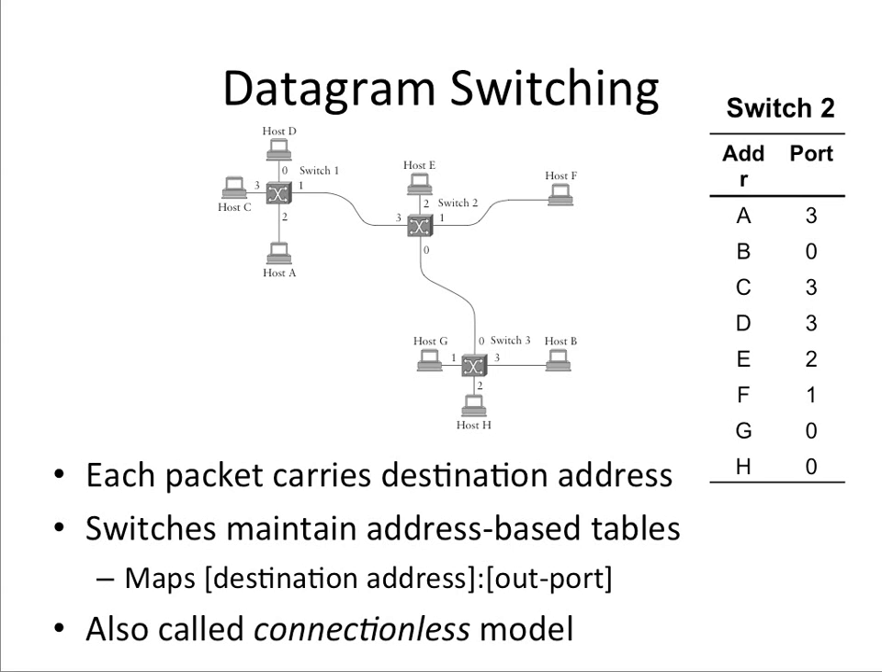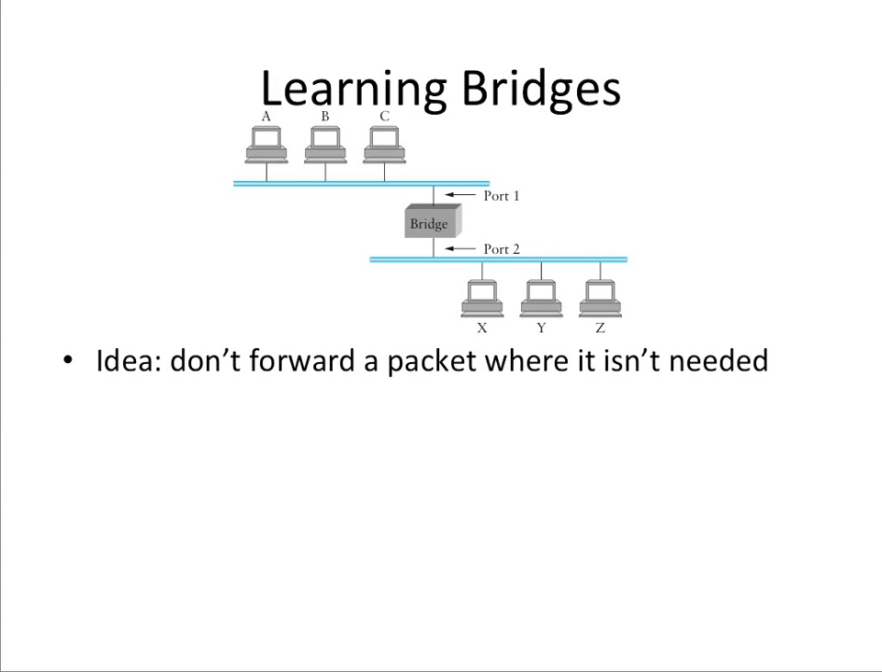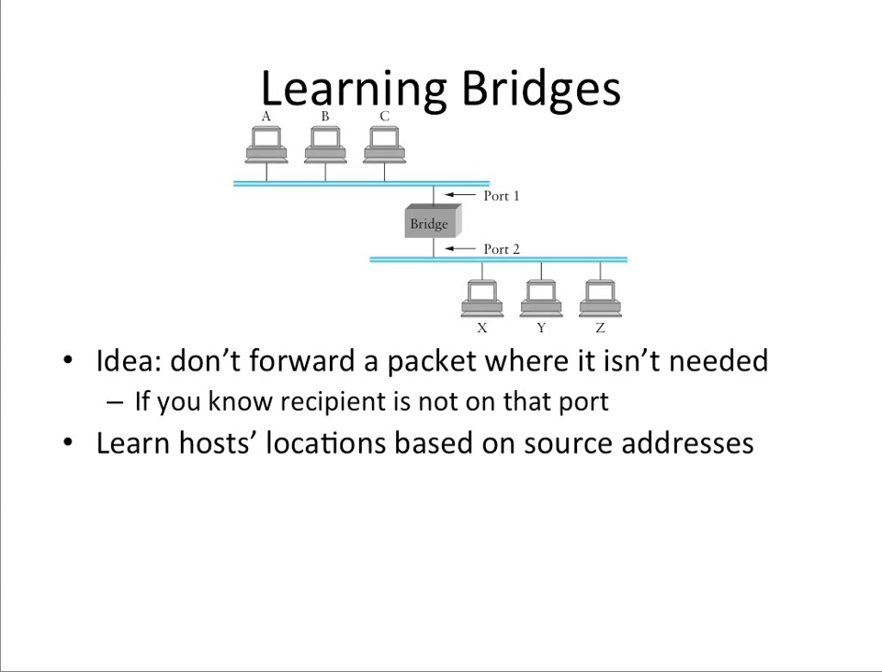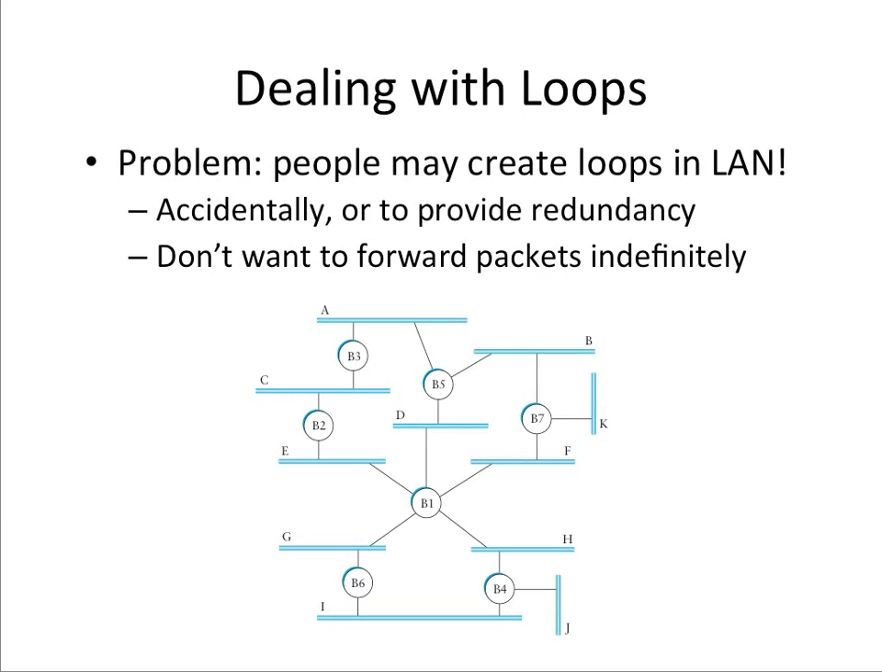And this is a connectionless model because we are doing this switching on a frame-by-frame basis, right? So what we're trying to do is not forward a packet where it is not needed. That is what we're trying to do. And we learn host locations based on source addresses, location being which segment it is on, right? All right. So now, finally, one last topic, which is this idea of loops in a network.